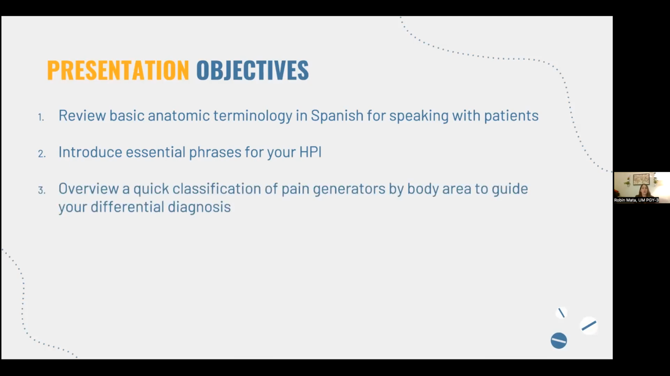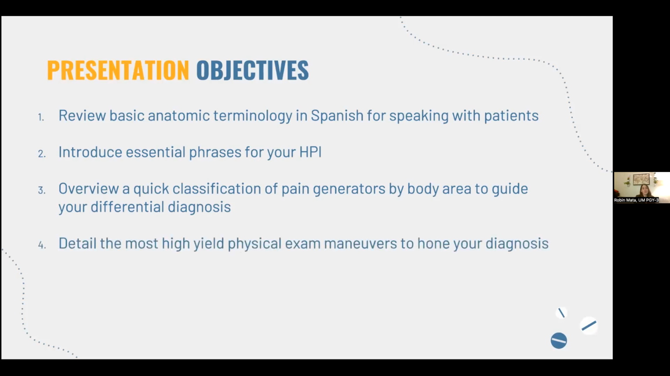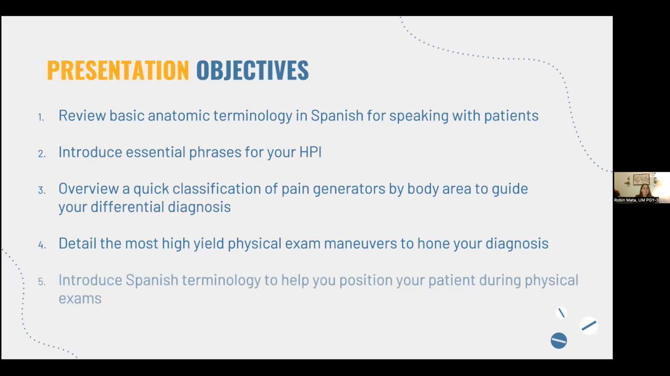We're going to go over a quick top 4, top 5 pain generators by body area to give you a good differential to start with. And then we're going to go over the most high yield physical exam maneuvers. I've chosen those that are most sensitive and most specific for the region, so you can hone your diagnosis and say, this is what it sounds like. Does it match that on physical exam? And then finally, I'm going to give you a couple of basic phrases to help you position your patient during your physical exam.